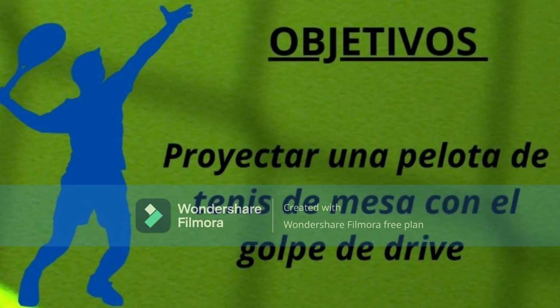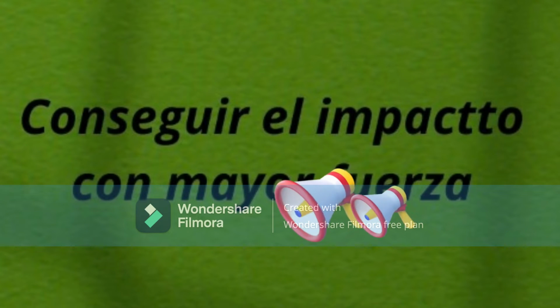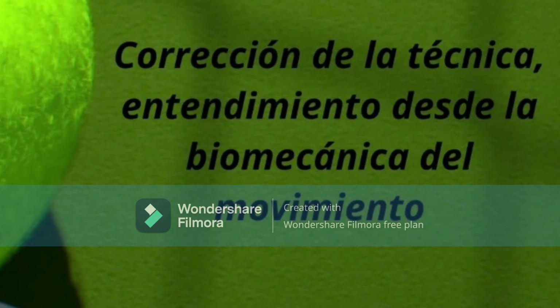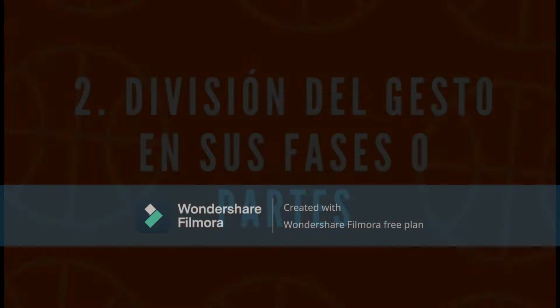Objectives: to project a table tennis ball with the forehand stroke, to achieve the impact with the greatest force, and to correct the technique understood from the biomechanics of movement. Division of the gesture into its phases or parts.